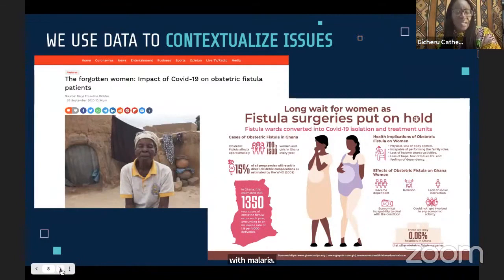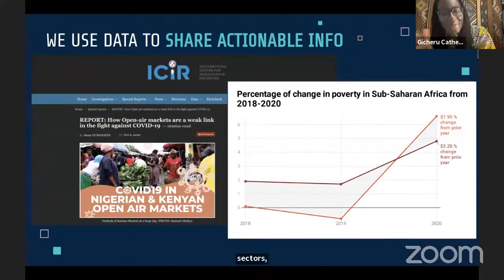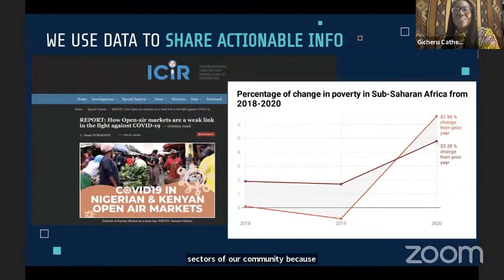So we also share, as I said earlier, actionable information so that people can make a decision. What are we going to do about it? One of the stories we did was about open air markets and how they are super spreader sections of our community, because nobody is enforcing the wearing of masks or hand washing or the basics. That got a lot of attention, and I do believe it made a difference.